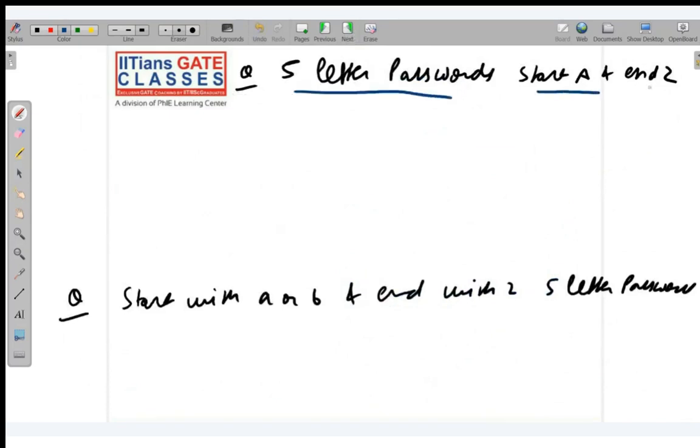5-letter password starting with A and ending with Z. Password means what? By default in a password, do you repeat the characters or not? Obviously, we repeat the characters. So by default it means unlimited repetitions. Okay, so it's very simple.